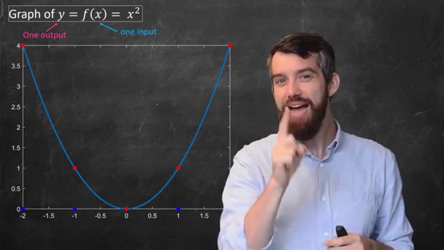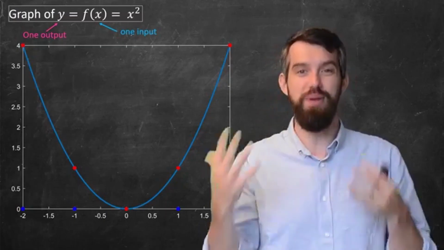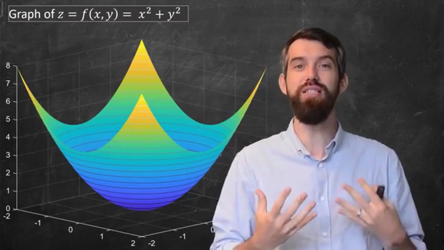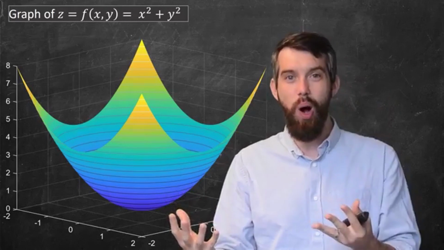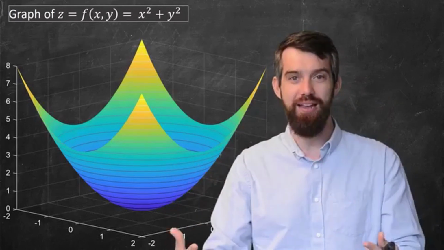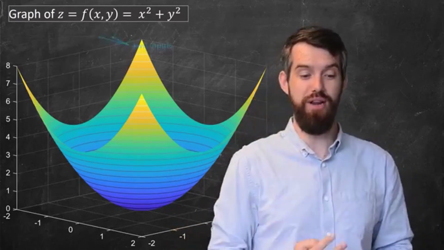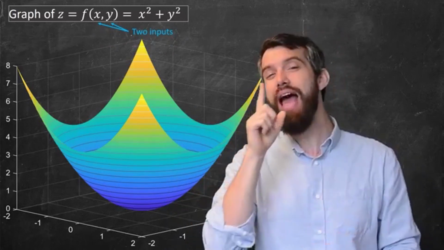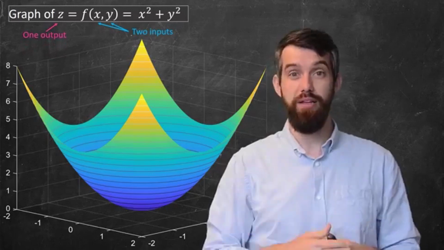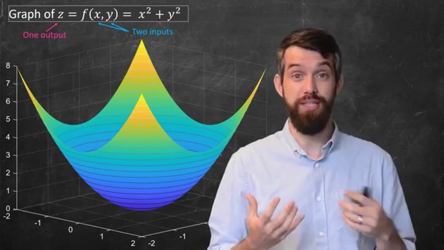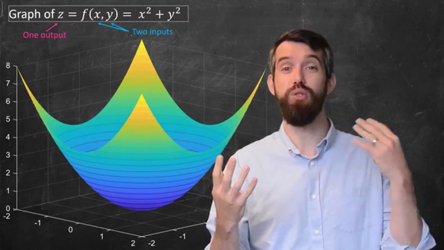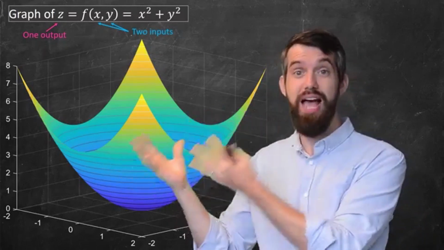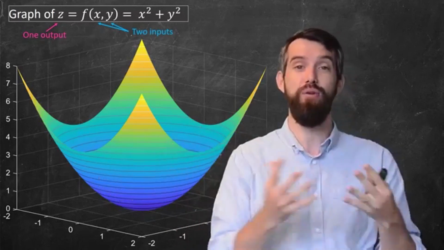So let's take that same idea and go up a dimension. And what I'm going to do now is I'm going to consider functions of x and y with an output of z. That is, there are two different inputs, the x and the y, that get fed into my function, and I still only have one output z. In this case, I'm considering the function z equal to x squared plus y squared. And it's going to look a little bit like this, and we're going to figure out how to think about this, how to come up with this shape a bit later on in the video.